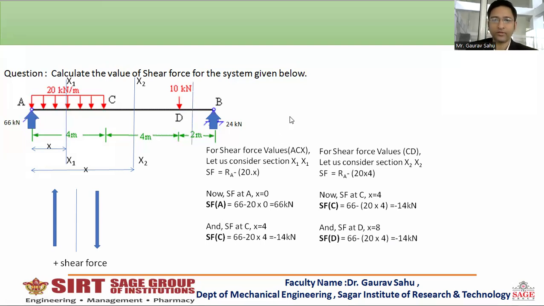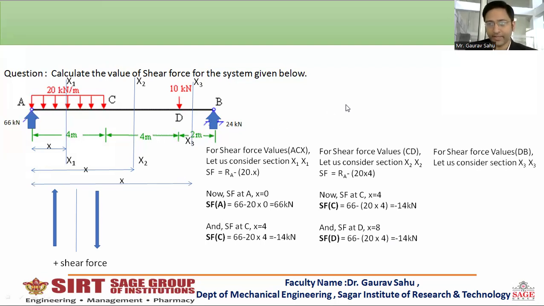Now let us move further away from the reference point, beyond the point load D. We are drawing the section X3, X3. The value of X3 from the reference point will again be small x, segment DB, section X3, X3. Shear force equation will be RA positive minus 20 into 4 downwards and minus 10, with no x because 10 is a point load. These two are minus because they act downward on the left part of the section according to this sign convention.